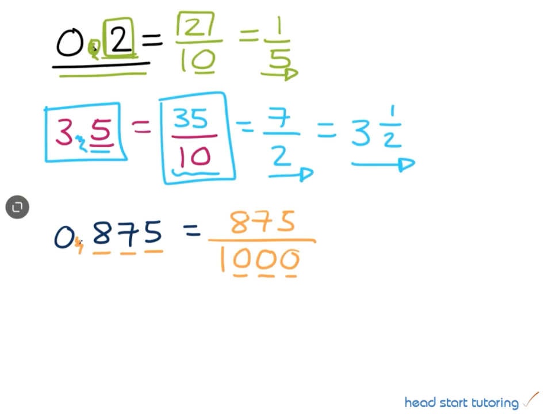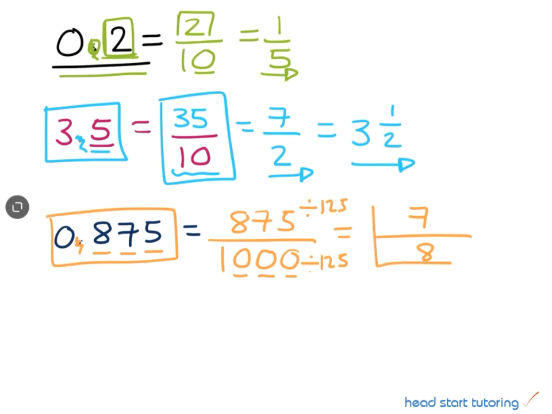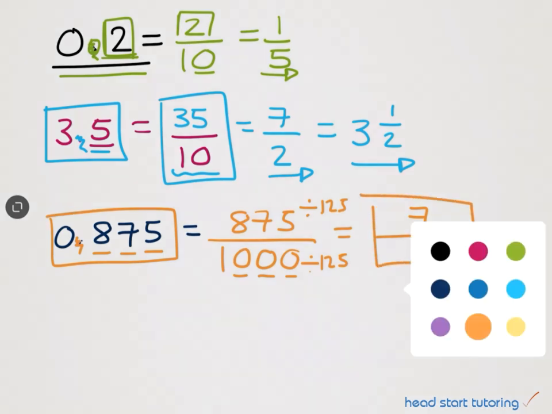So we end up with 875 over 1,000, and we can simplify that down by dividing both 875 and 1,000 by 125 to get an answer of 7 over 8. So 0.875 as a simplified fraction is equal to 7 over 8.